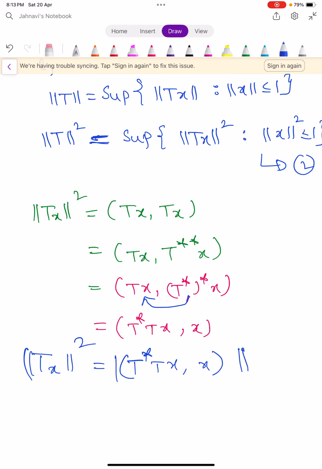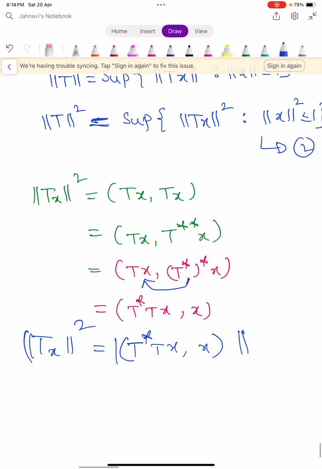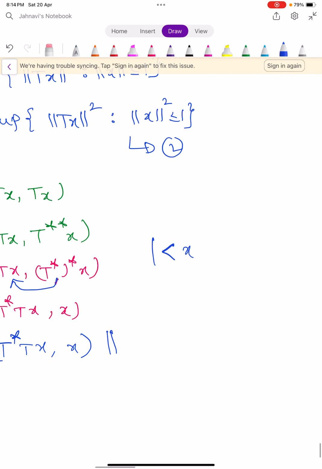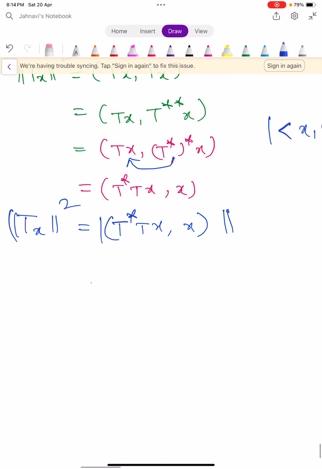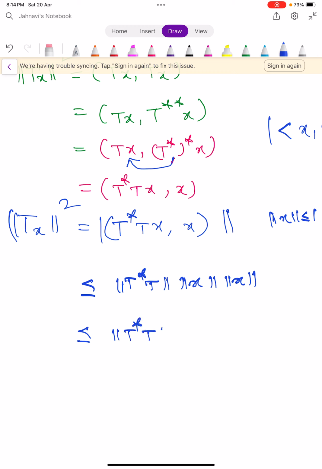Now applying Schwarz's lemma here. What is Schwarz's lemma? Mod inner product of x comma y is less than or equal to norm x into norm y. By applying this condition here, it is simply less than or equal to norm T star T into norm x into norm x. So norm x is less than or equal to 1. So this implies norm Tx whole square is less than or equal to norm T star T.